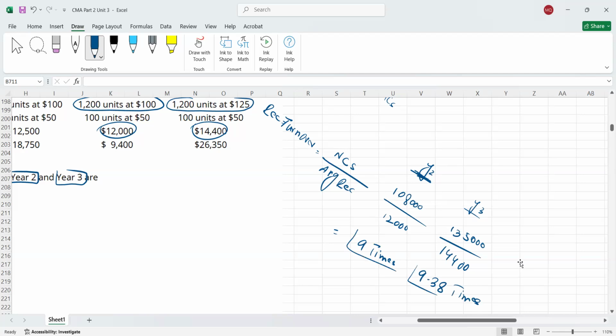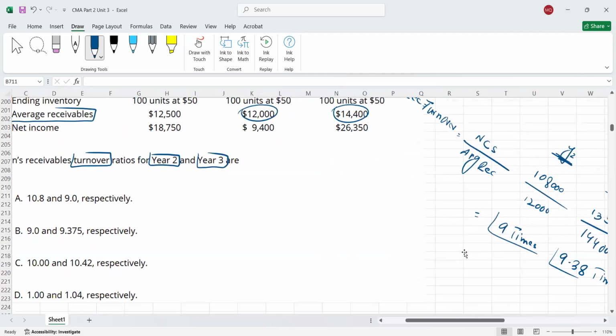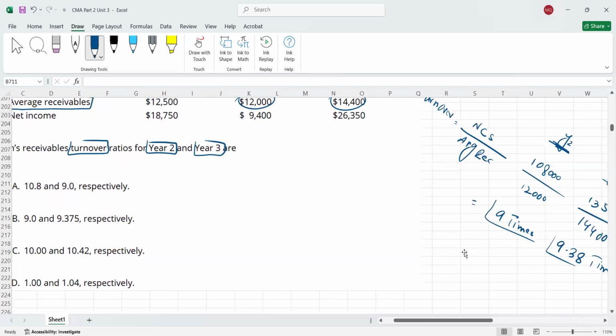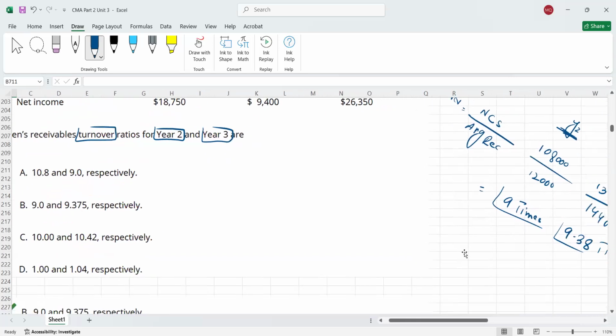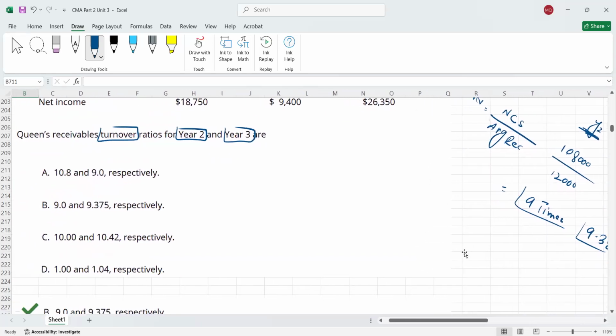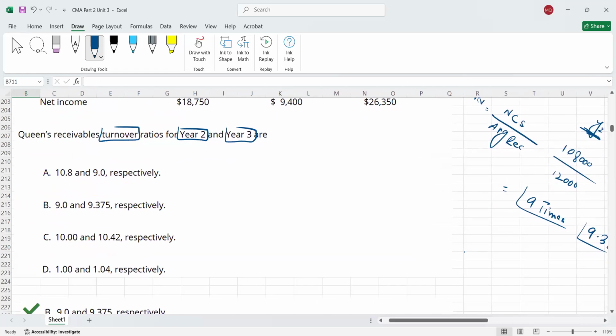You have to pick year 2 and year 3 because you have to calculate for year 2 and 3. In year 2 it is 9, in year 3 it is 9.38 rounded. So here, look, option B. In year 2 it's 9 because he's asking for year 2 and 3, so the first figure represents year 2 and the second figure represents year 3. So B is the correct answer for this. I hope it is clear.